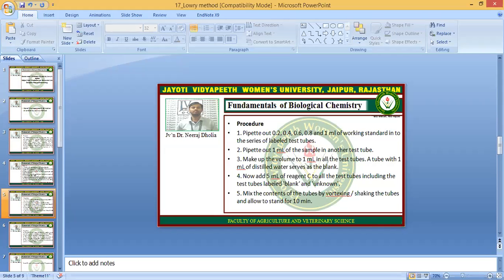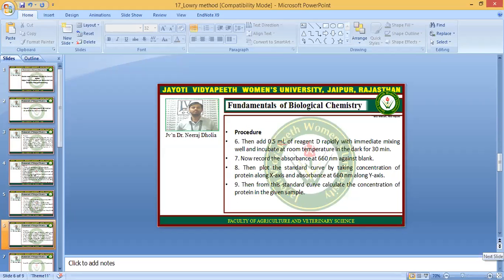So now add 5 ml of reagent C to all the test tubes, including the test tubes labeled blank and unknown. Mix the contents of the tubes by vortexing or shaking the tubes and allow to stand for 10 minutes. Then add 0.5 ml of reagent D rapidly with immediate mixing well and incubate at room temperature in the dark for 30 minutes. Now record the absorbance at 660 nanometer against blank.